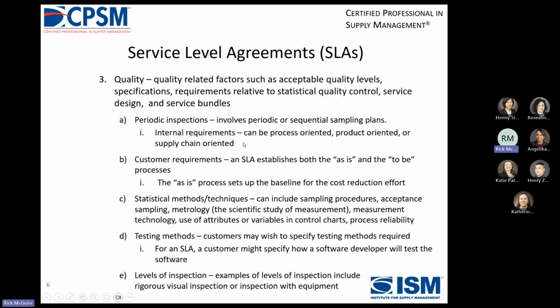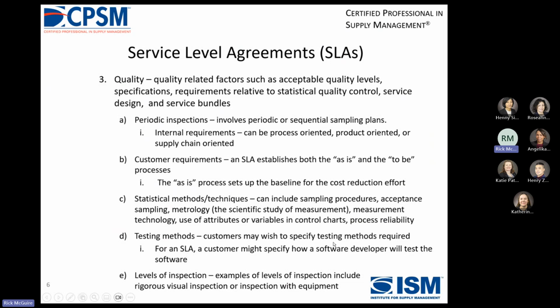Periodic inspections, sequential sampling plans, customer requirements. Maybe you've got as-is and to-be processes that some supplier is working on for you. Statistical methods and techniques. Oh, metrology, the scientific study of measurement. This is a little bit over the top for what you would do with most SLAs. You're not going to get in there and do sampling methodology and all that kind of mess, or use control charts and that kind of junk.